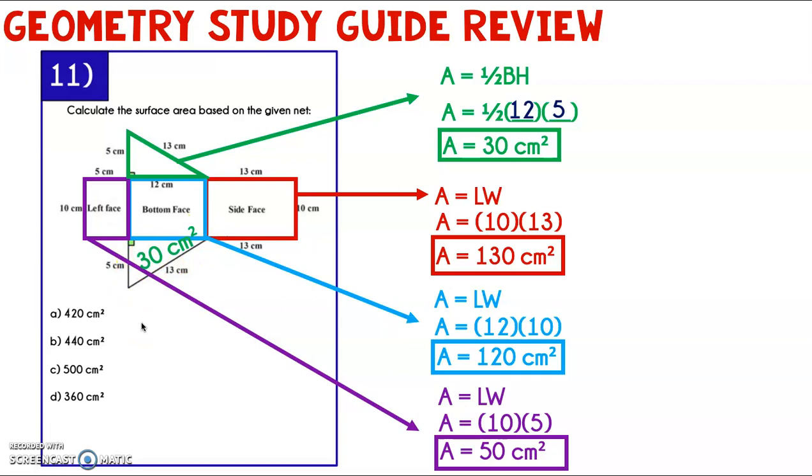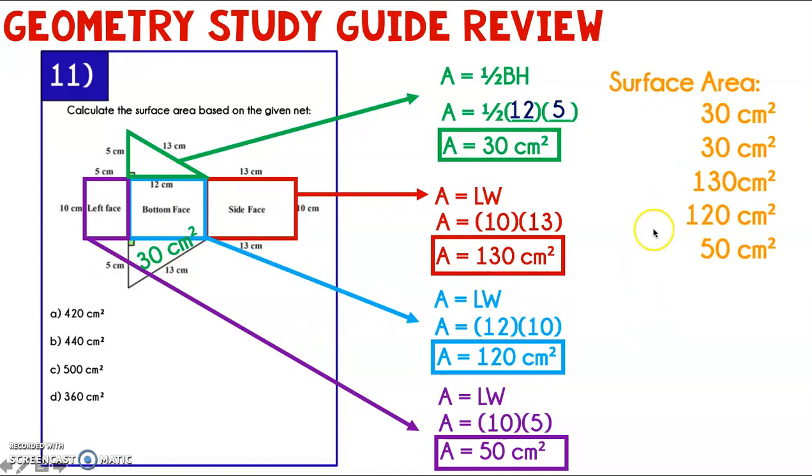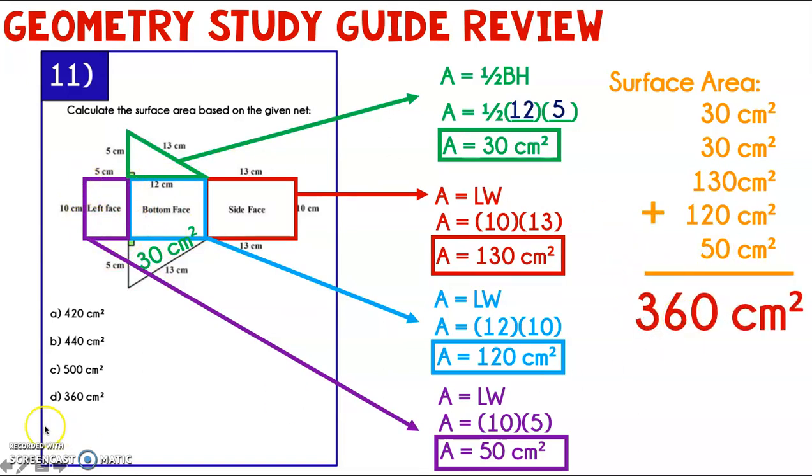So to find the total surface area, we're going to take all of our pieces and add them together. So I had 30 and 30 for the two triangles. I had 130 for our red rectangle. I had 120 for my blue rectangle. And then I had 50 for my purple rectangle. When I add all of those up, I get 360 centimeters squared. So you should have gotten D.